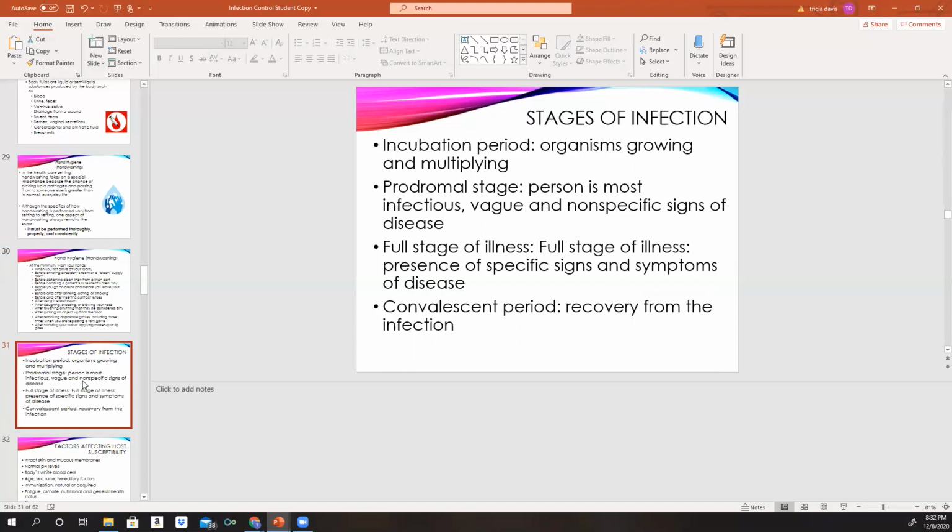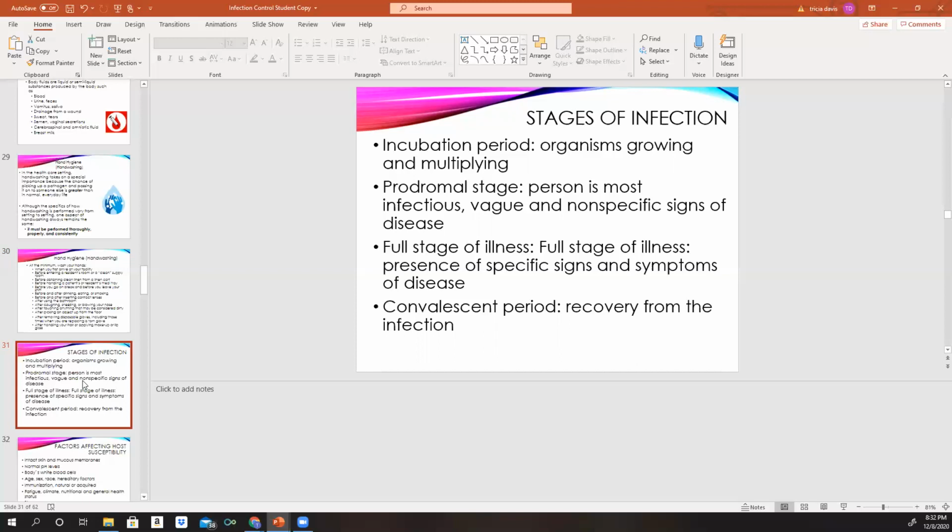All right, so stages of infection. A couple stages of infection. We have the incubation period. The incubation period is the interval between the pathogen's invasion of the body and when the symptoms of infection actually start, when the patient starts to see the signs of infection. During this stage, the organisms are growing and multiplying. The length of incubation may vary. For each different infection, you have a different incubation time.